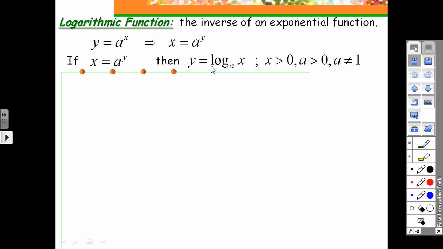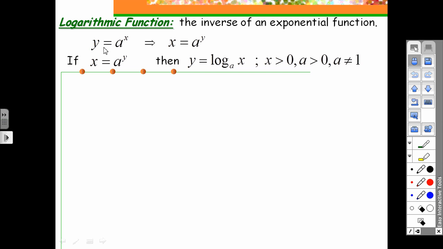All right, now before we go any further, let's just go through some of these stipulations here. First of all, x has to be positive. What that means is that you're never going to take the log of a negative number. Second thing is that a has to be positive and a cannot equal 1.